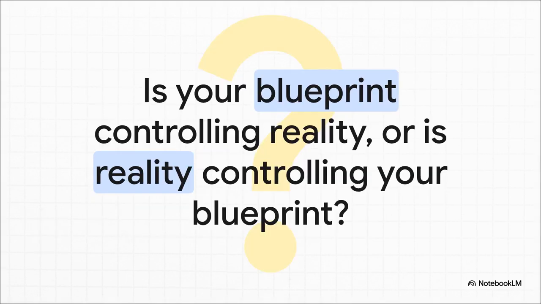And really, what this all comes down to is a pretty fundamental question about control. The whole point of GitOps is that your blueprint, the code in Git, is the boss. It dictates reality. But without real discipline, it's so easy for little manual fixes to sneak in, causing reality to drift away from the plan.